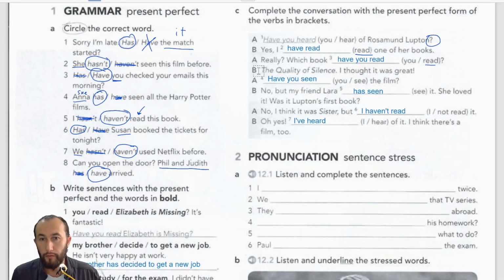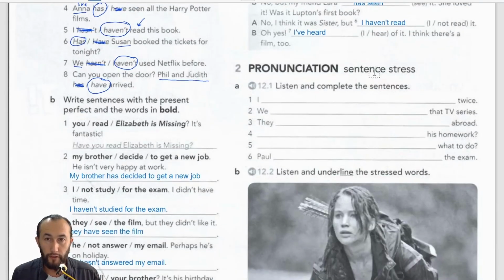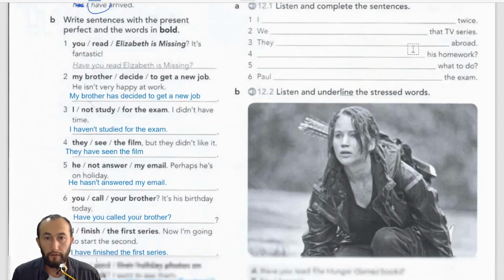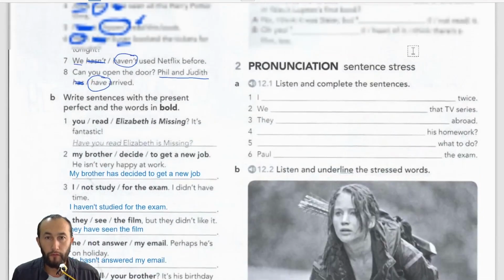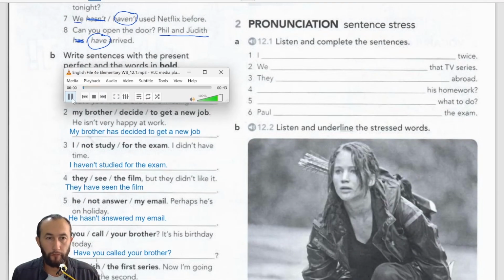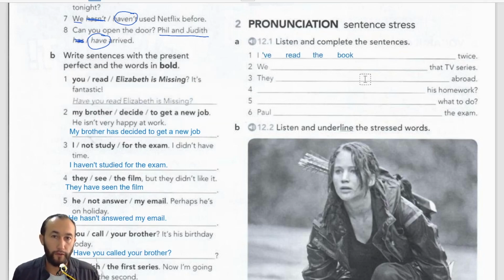Okay. So now we're moving to exercise 2. Pronunciation, sentence stress. So A is asking us to listen and complete the sentences. Okay, we're going to do that. Why not? So I'm going to play 12.1. I've read the book twice. Okay, so I've read the book twice. We're going to write it down.